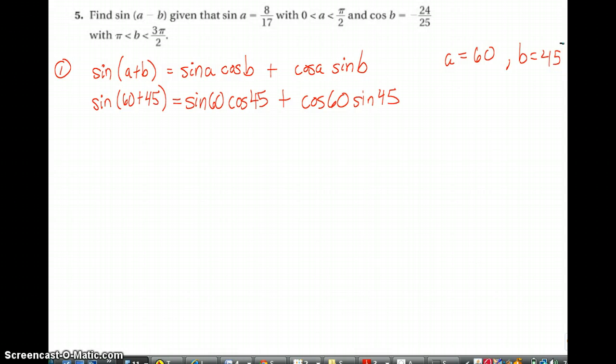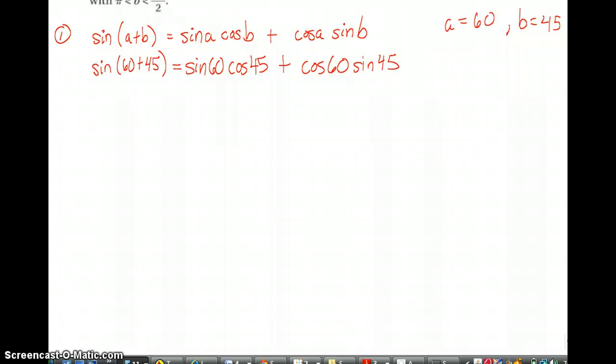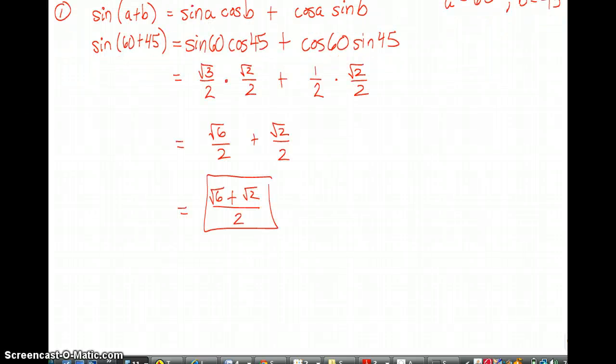Now it's just a matter of going back up to the unit circle and identifying the sine and cosine of those respective angles and substituting, simplifying, and you're done. Now that we've written the formula, now would be a good time to pause the video and recall those sine and cosine values, substitute, simplify. After you've obtained an answer, press play again to check your answer. We have just made those substitutions of those values. You should end up with root 6 plus root 2 all over 2.